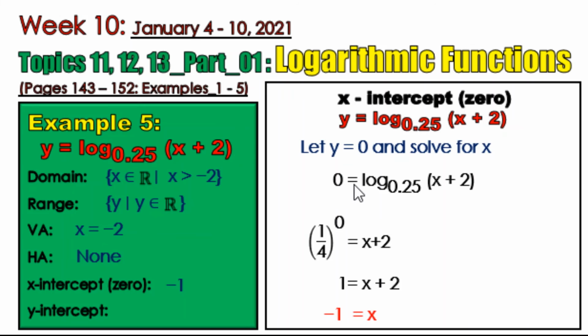So substitute 0 is equal to the logarithm of x plus 2 to the base 0.25. Expressing this in exponential form, we will express the base as a fraction first, so this is 1/4. So this is the base 1/4, 0 is the exponent, and the argument would be the answer of your exponential form. We have x plus 2, and 1/4 raised to 0 is equal to 1, so 1 is equal to x plus 2. Applying the properties of equality, 1 minus 2 is -1. That is the value of your x, and therefore we have the x-intercept -1. So this is the value of your x when your y is 0, and that is -1.